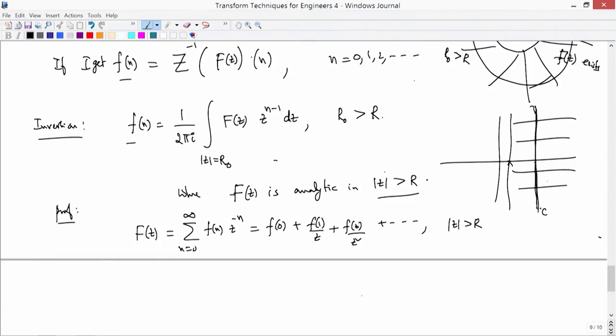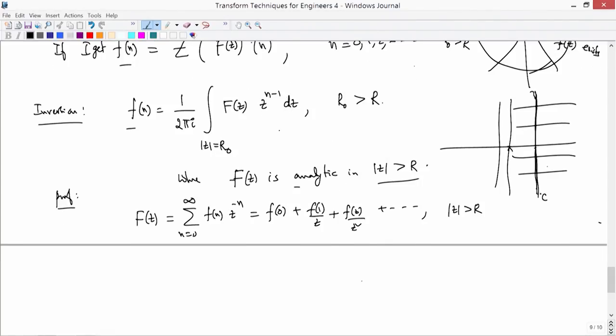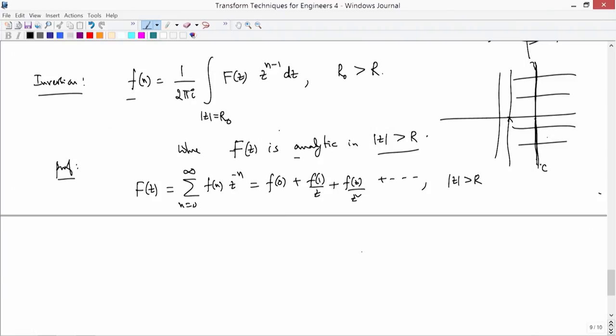This integral is a little similar to our Laplace inversion integral over that contour. The contour here becomes the circle, and f of z is okay, and e power st ds becomes this one. That is, e power st becomes z power n, and ds becomes dz by z. So how do we prove this? Just by writing this one.